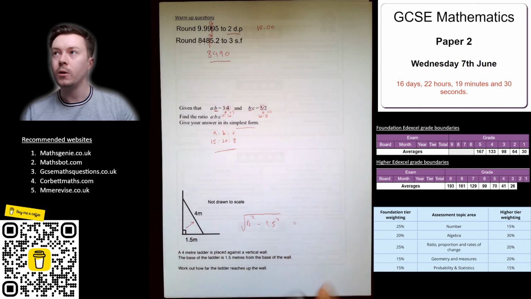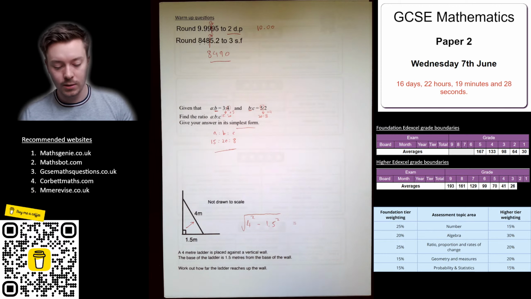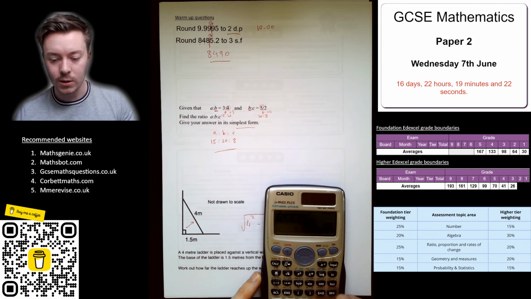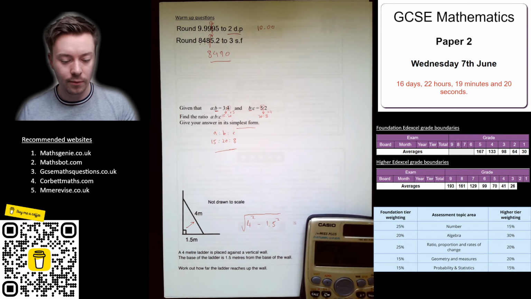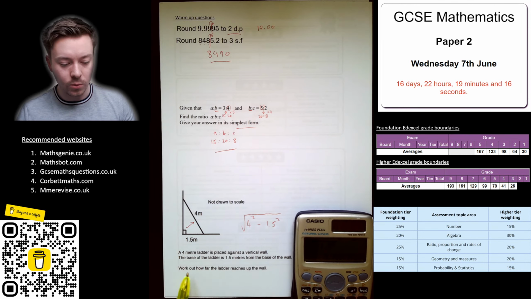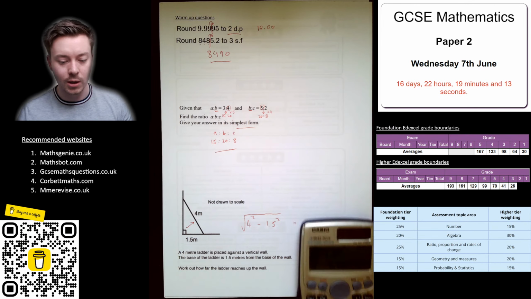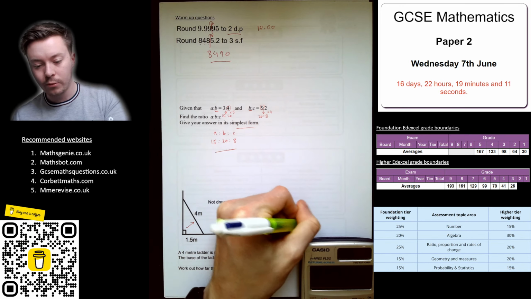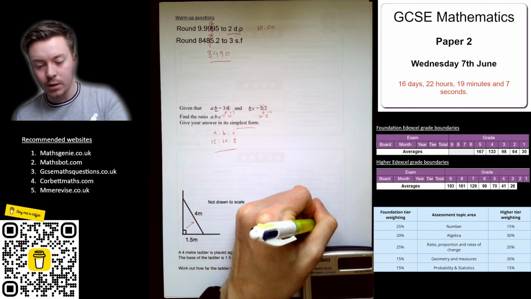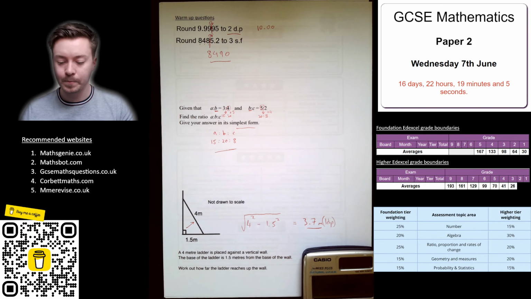Okay. So if I do that, 4 squared minus 1.5 squared is equal to 3.7, and it doesn't say whether it wants it rounded, it just says work out how far, so I'm just going to go with 3.7 to 1 decimal place, and that would be in metres, don't forget the units.